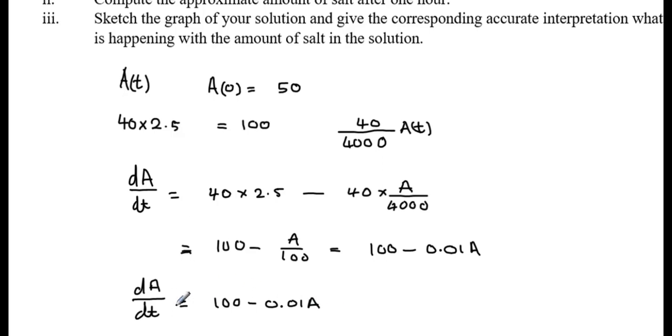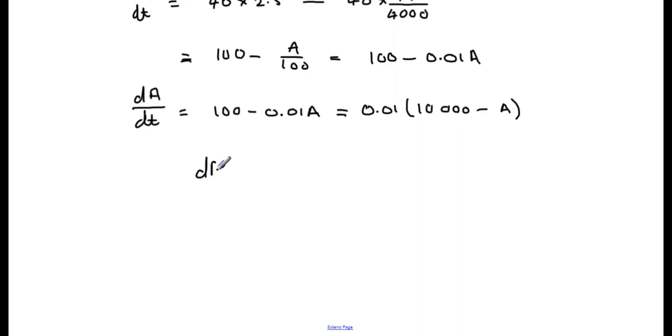Now, for convenience, let's factorize this right hand side, taking out a common factor 0.1, which will simply look like 0.01 in brackets. When you're taking out common factor 0.1, you have to divide this 100 by 0.01, which is going to give you 10,000, then minus A. So in short, you've got a differential equation dA/dt equals 0.01 times (10,000 minus A).